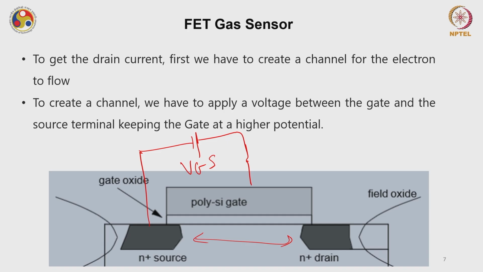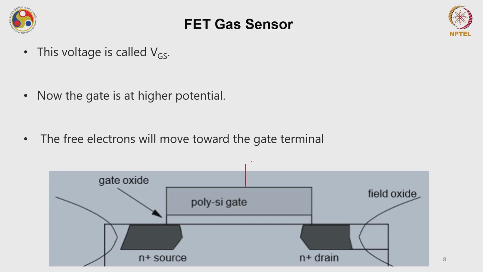Please note that in this condition, the voltage at the gate is higher. Now, if I am applying a higher potential at this gate, say a positive potential at the gate terminal, what will happen? This is a p-type substrate where the majority carriers are holes, right? And you have electrons as minority carriers.